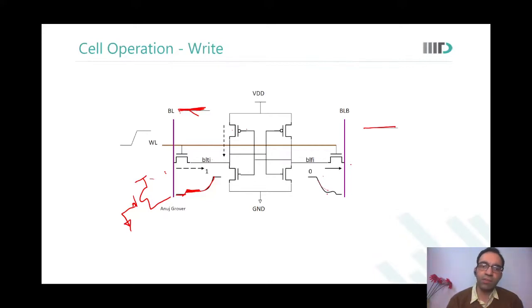That is what we said. If I want to write a 1 on BLTI, I know that BLFI needs to be written to 0. BLTI equal to 1 means BLFI needs to be at 0. So that is what we just did. We took BLB to 0 and we wrote 0 on BLFI. When we wrote 0 on BLFI, BLTI automatically went to 1.